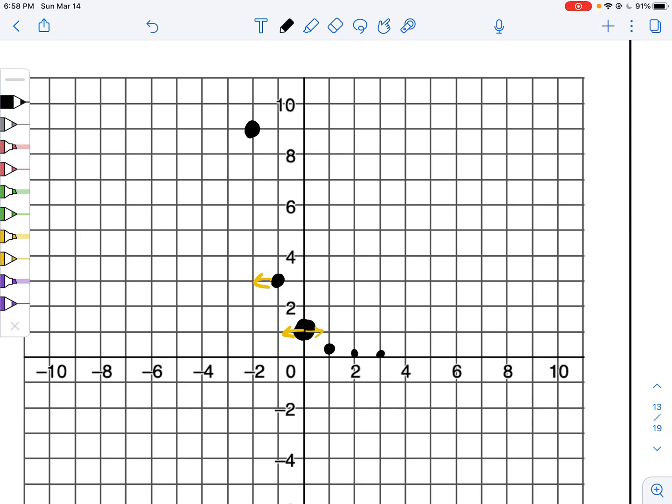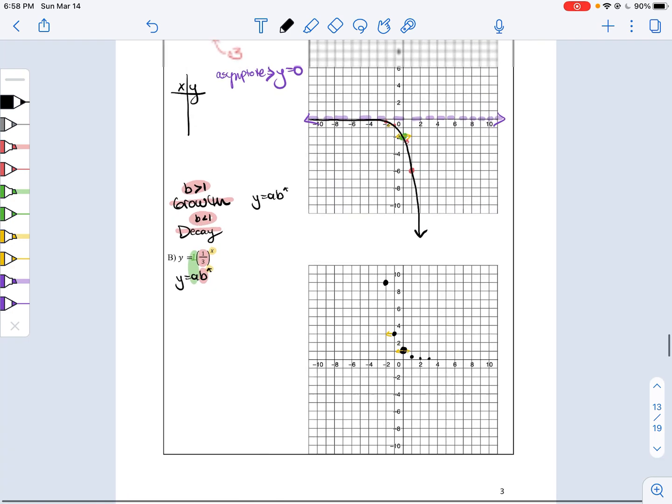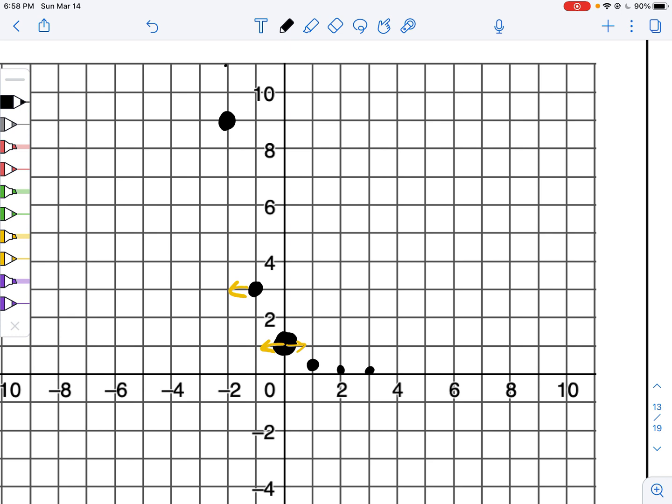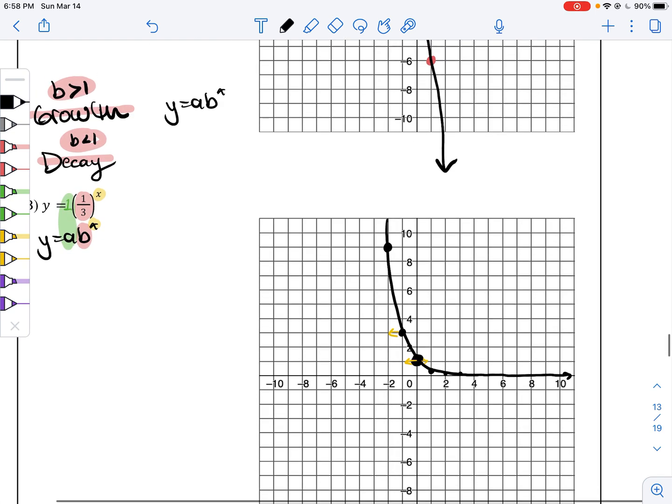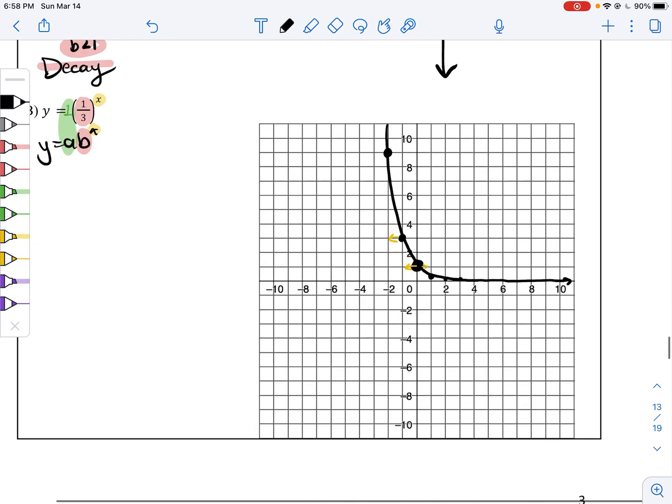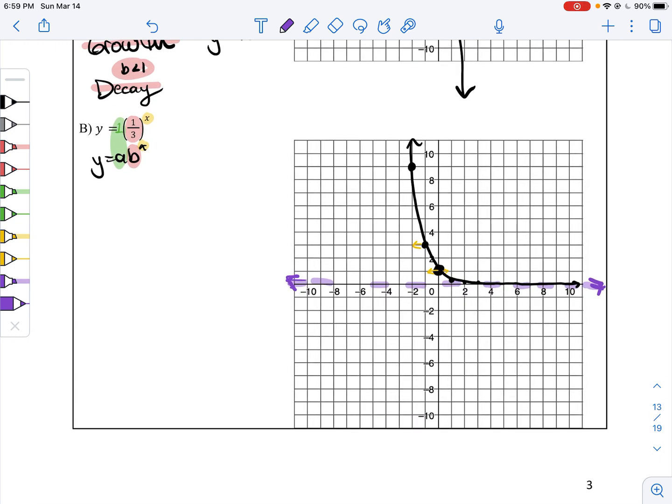Oh my goodness, look guys, we're doing the opposite thing. Instead of having a growth shooting off, we are just getting a little baby, close to zero, but not literally getting there. Technically, when x is infinity, then we will reach our asymptote. But it's not really possible. So there you have it. That's an example of decay.